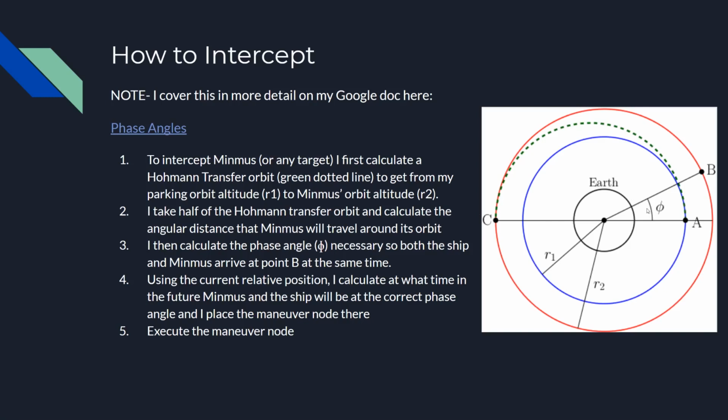You measure this angle, and that's what you need the ship and Minmus to be, so that when you perform this transfer orbit, they'll both be at the same place, and you're able to intercept and then do whatever you need to do there. So once you know this phase angle, that gives you the orientation that these two need to be at, and then you just need to find the time along your parking orbit where that will occur. You place your maneuver node there, and then you execute the maneuver node.